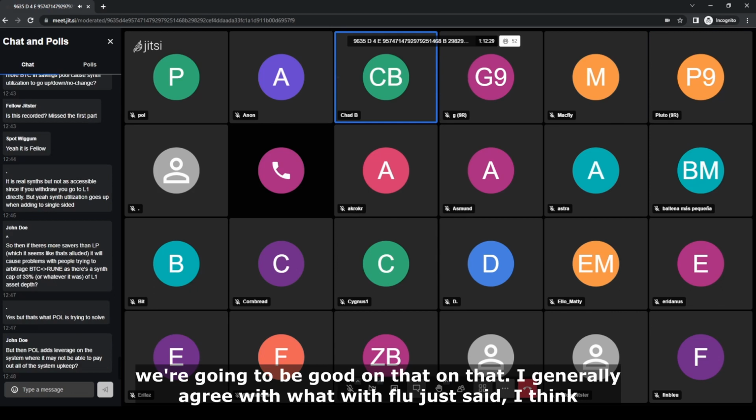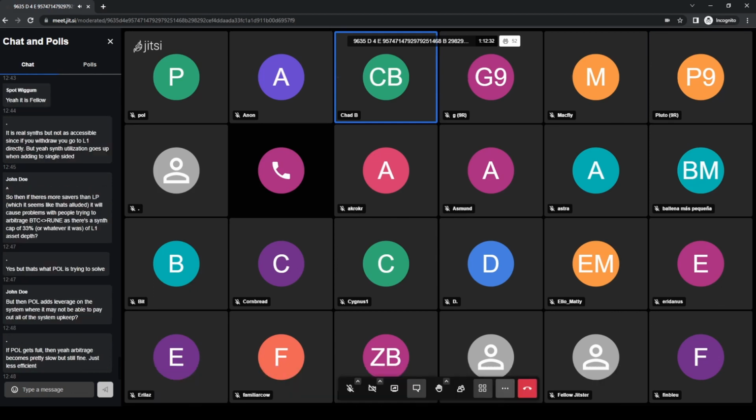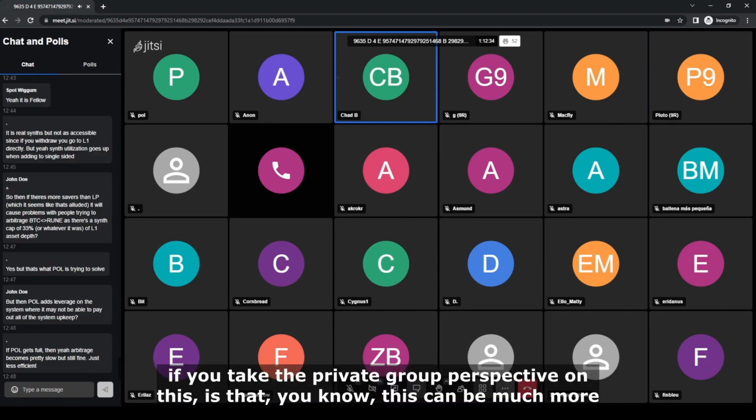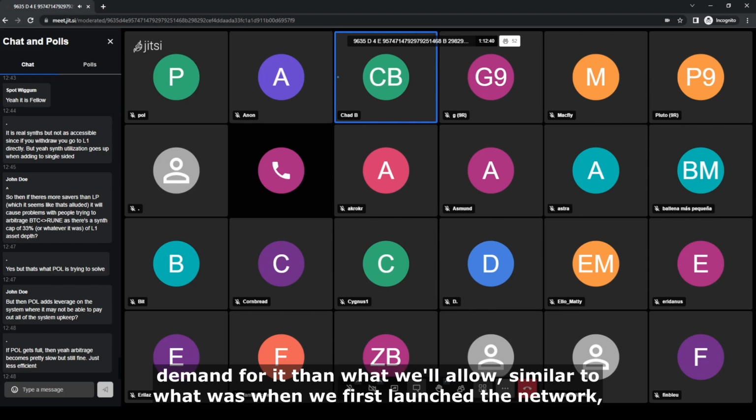I generally agree with what Pluto just said. If you take the party pooper perspective on this, there's going to be much more demand for it than what we'll allow.